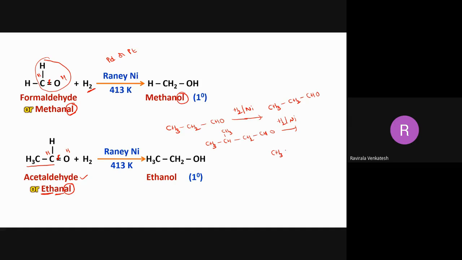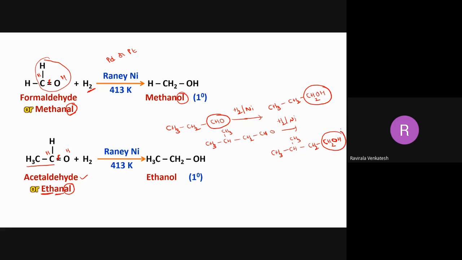CH3, CH2, CHO. Now, how to make the product here? Put one hydrogen for this carbon, and for this oxygen also give one hydrogen. Now it will convert into CH2OH. That means CHO will convert into CH2OH. Here also, this carbon will get one hydrogen and the oxygen also gets one hydrogen. So you are getting CH2OH here also.